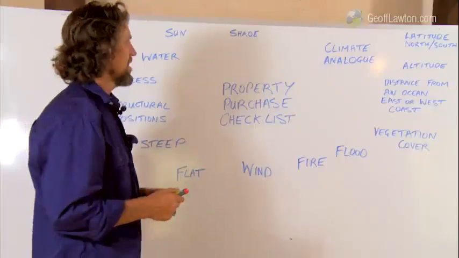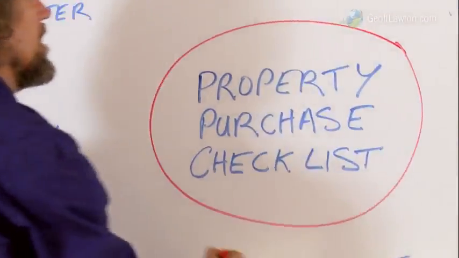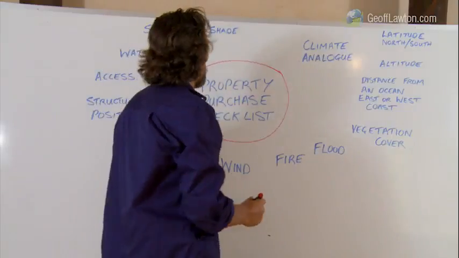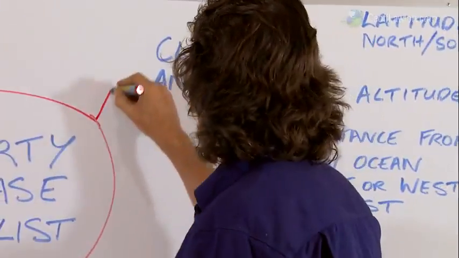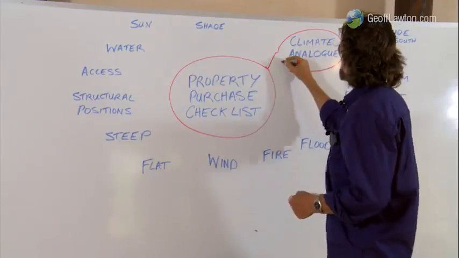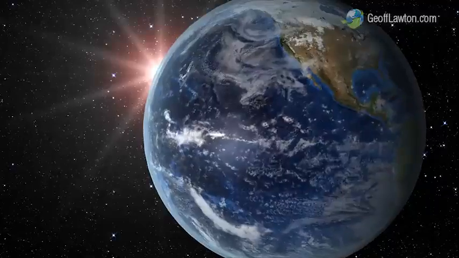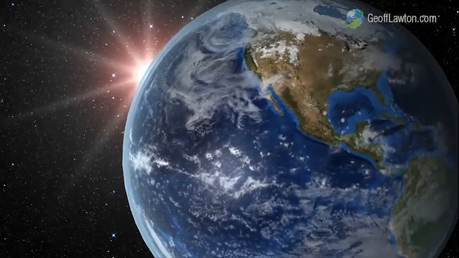Let's go through a property purchase checklist. So this is what we're talking about. The checklist for purchasing a property. The first thing we need to think about is which climate are we in? So that's a climate analogue. In that climate analogue, we've got to think about what latitude are we, north or south of the equator?